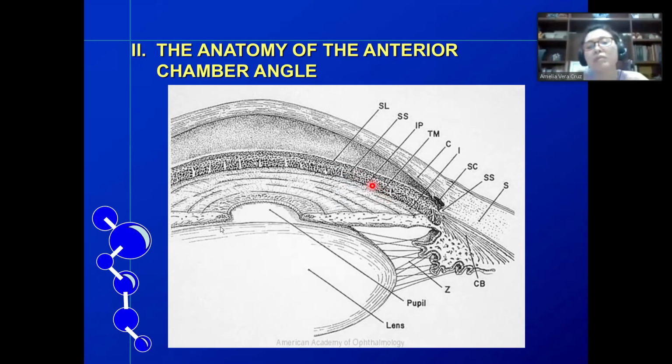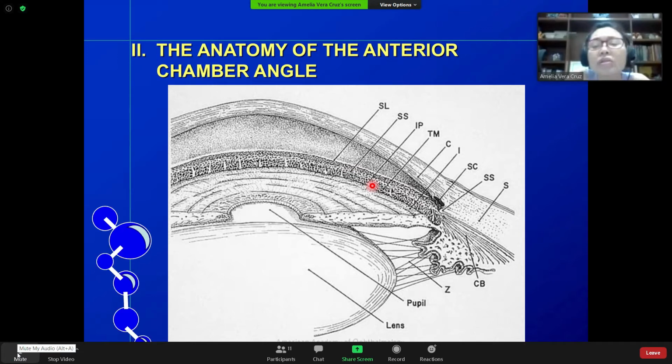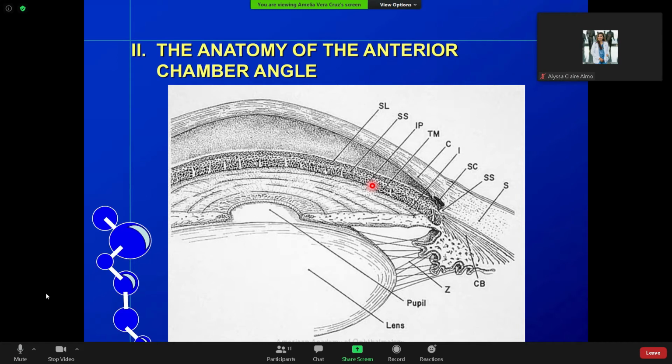Okay? Kasi dalawa ang ating outflow system. Later, we will, do you still remember this lecture? The outflow system of the anterior trabecular meshwork of the aqueous? Hindi na. Wala na? Sige, sige.